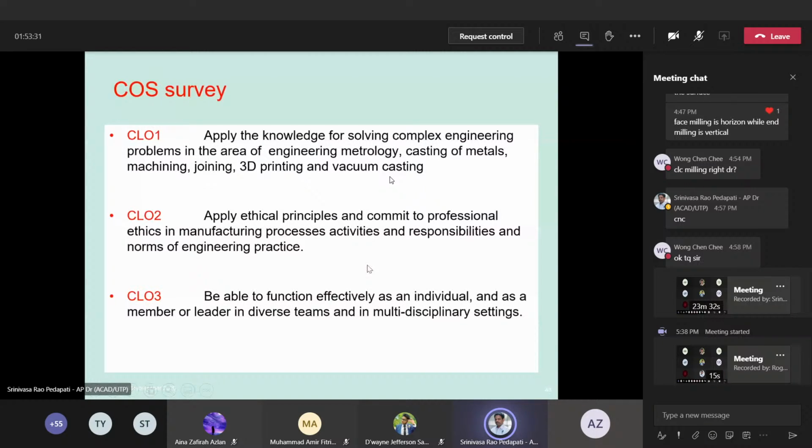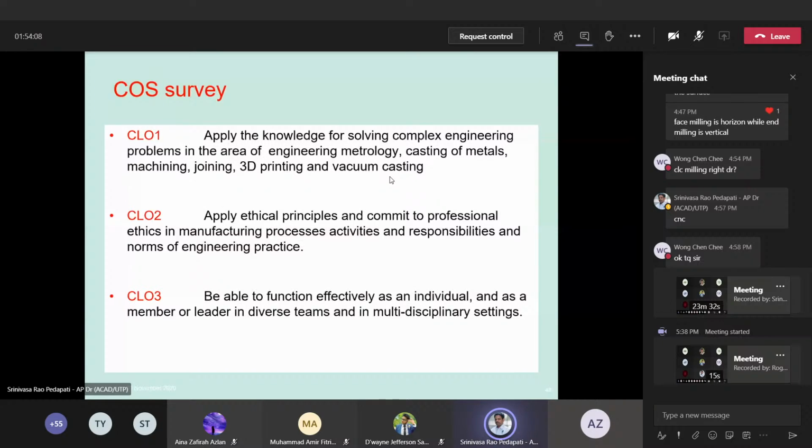There is one survey called the Course Outcome Survey, which covers the COs of this course, that is manufacturing technology. Based on this, you answer your survey now or at your leisure time. Your manufacturing technology CLO is to apply the knowledge of solving complex engineering problems in the area of engineering metrology, casting, machining, joining, and vacuum casting, 3D printing. So this is one objective.